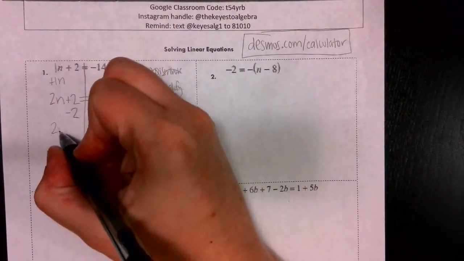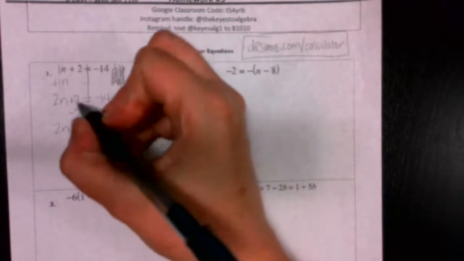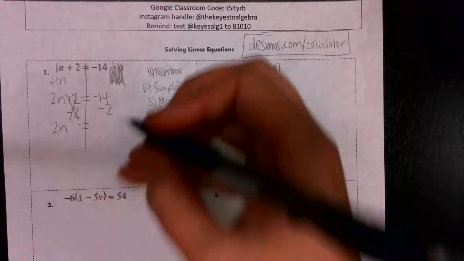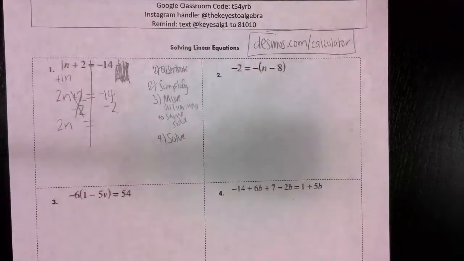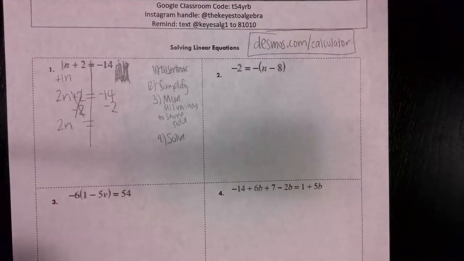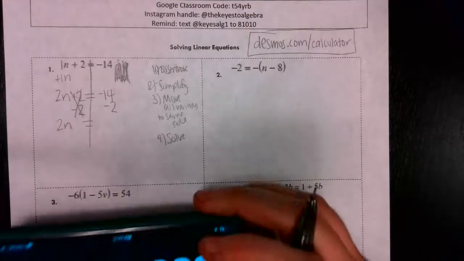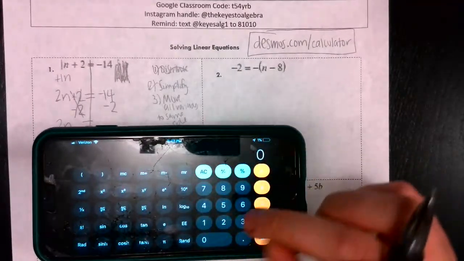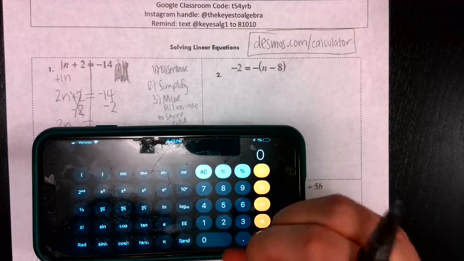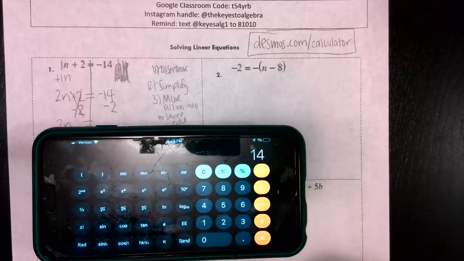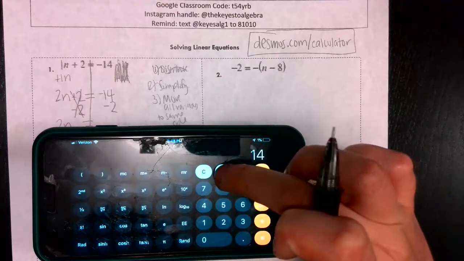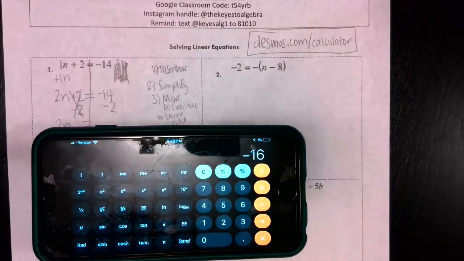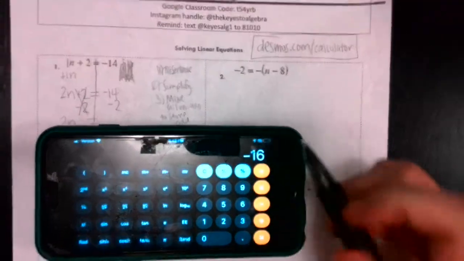I have my 2n. I'm going to bring it down. I can cross those out because they canceled out. 2 minus 2 is 0. And I have a negative 14 minus 2. This is where a lot of us get tripped up. I want us to use our phone calculator. If you don't have a calculator, we're going to do negative 14 minus 2 because I don't want us to get problems wrong because we don't have a negative. So I have 14. I'm going to turn it negative using that, and then I'm going to say minus 2 equals, that gives me a negative 16.